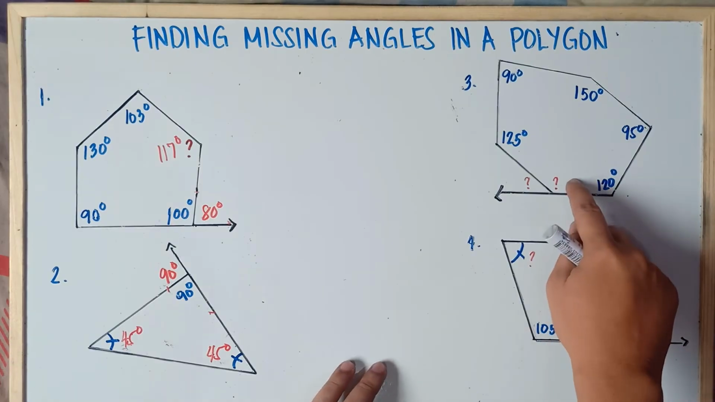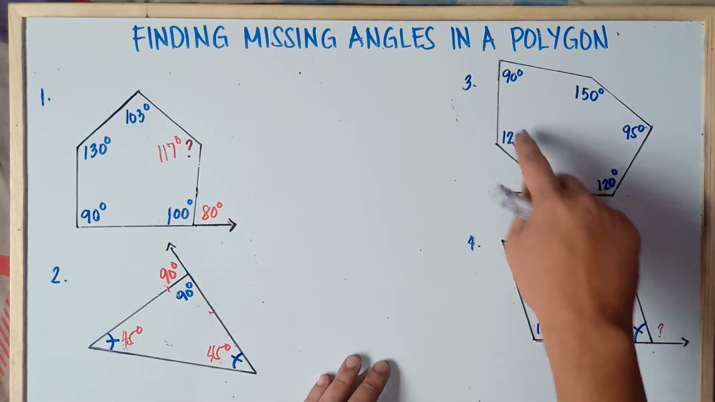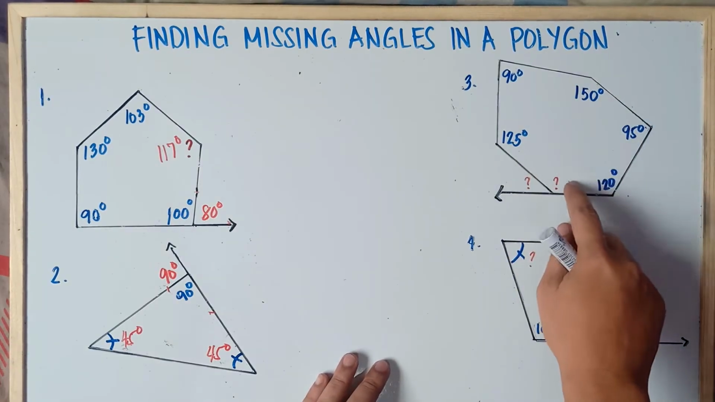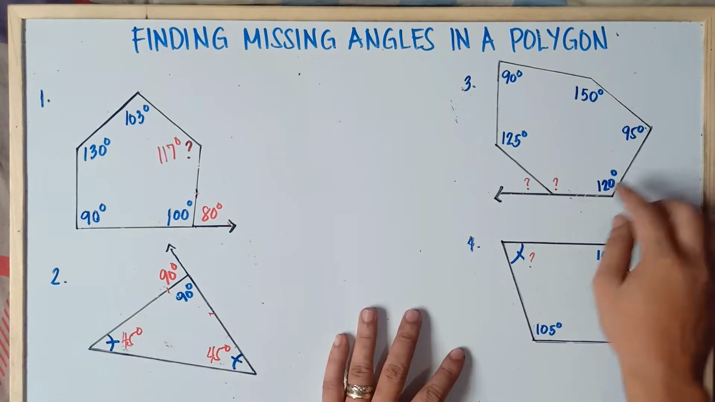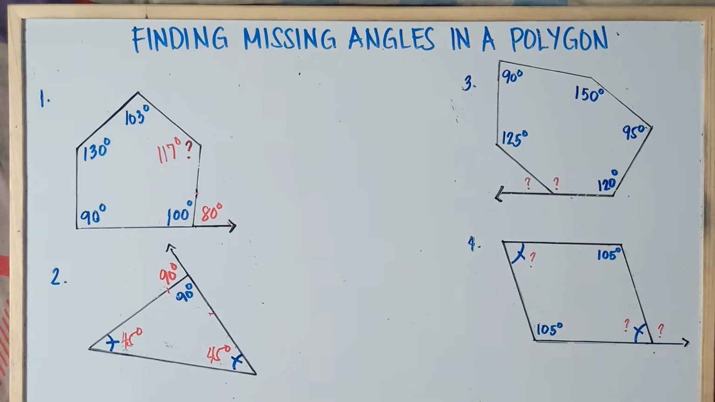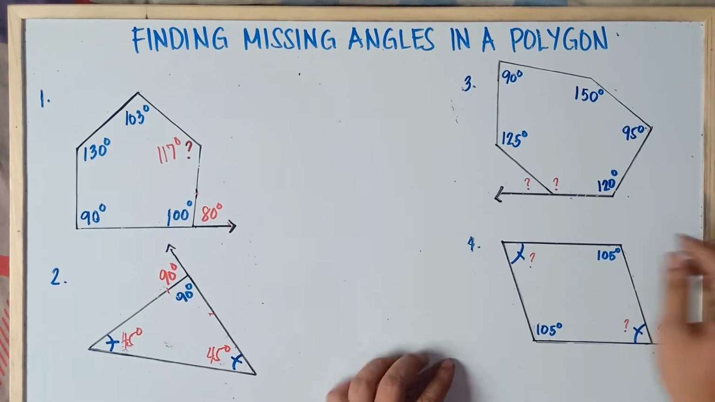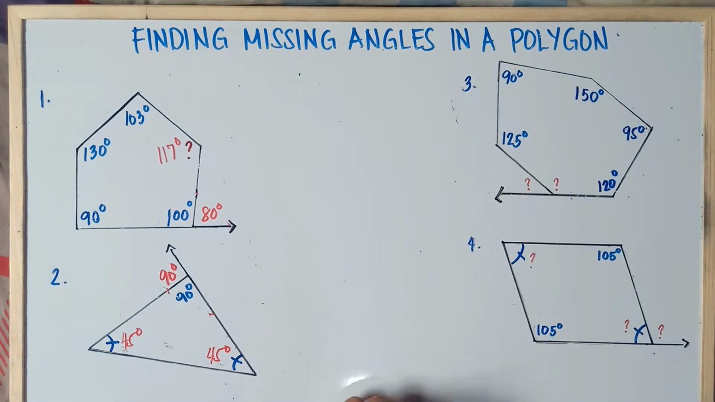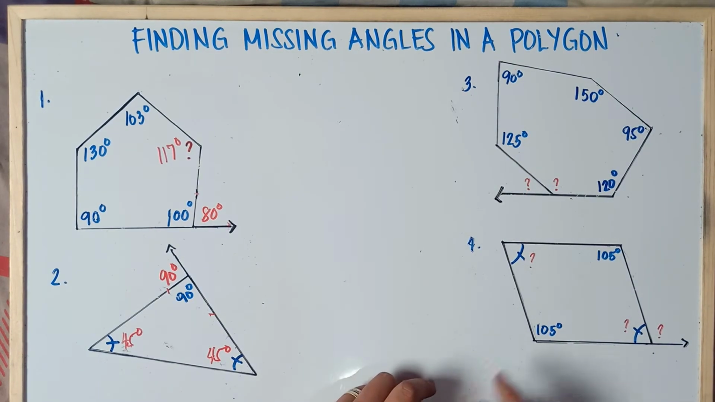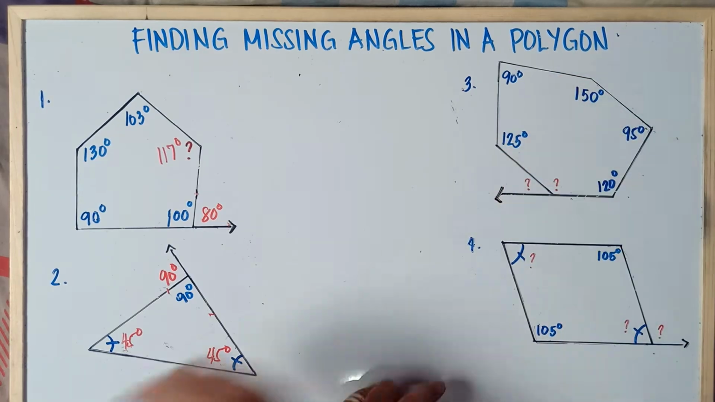So to find that, once again, we need to get the sum of this given polygon, and once we get the sum, we can just simply add this up, and then we subtract it from the sum. Now, with regards to this polygon, class, how many sides does it have? So let's count the number of sides. 1, 2, 3, 4, 5, 6. Therefore, this is a hexagon. A polygon with 6 sides, we call that one hexagon.